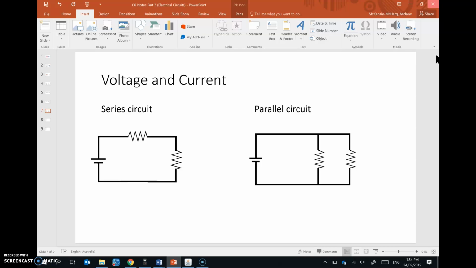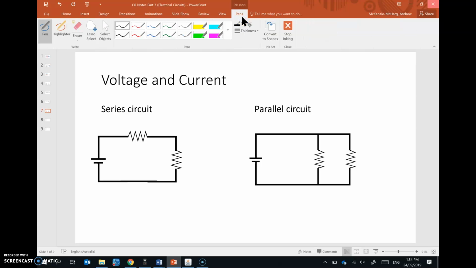We're going to concentrate on a series circuit first. In the next video, we'll look at how voltage and current behave in a parallel circuit, and you'll be able to have a comparison of the two. So firstly, series circuits. So, current in a series circuit.